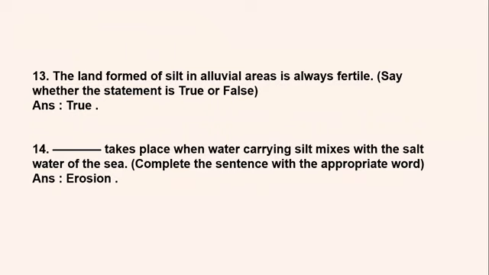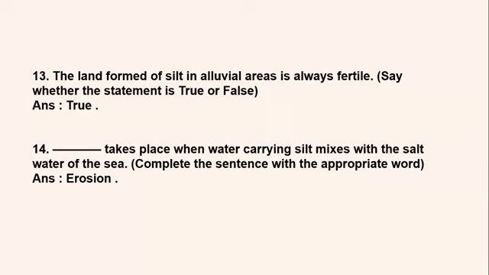The question is, the land formed of silt in alluvial areas is always fertile. Say whether the statement is true or false. So this is a true or false question. The question is, the land formed due to the silt in alluvial areas. Alluvial areas are fertile areas where you can do agriculture very well. So the silt which is formed there, is it always fertile? You have to say true or false.